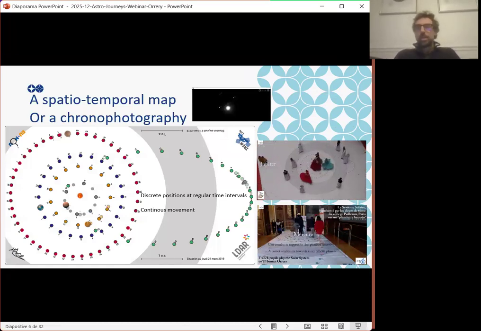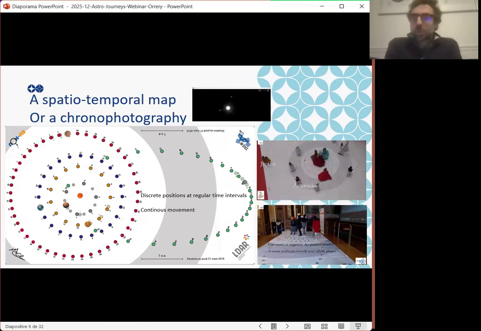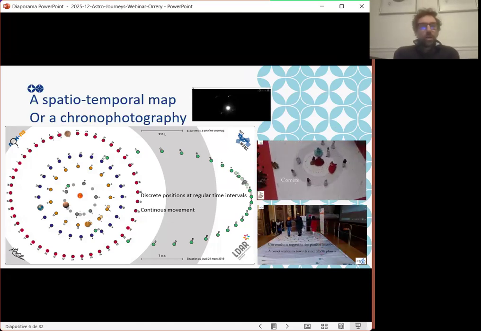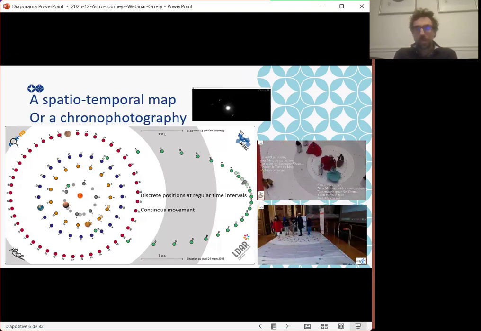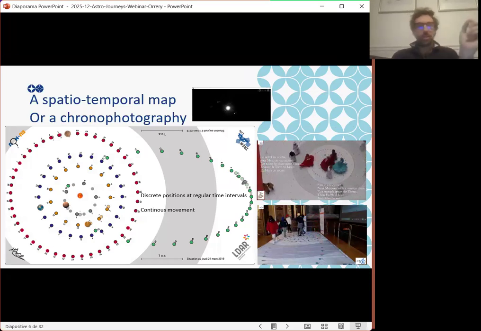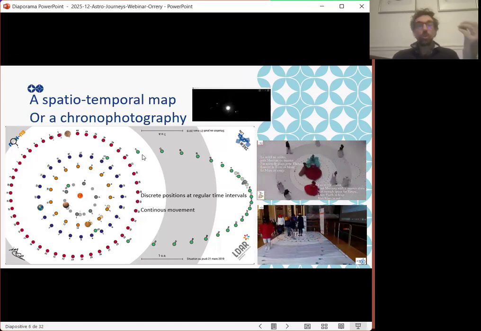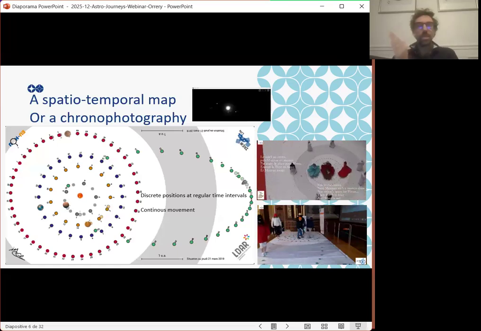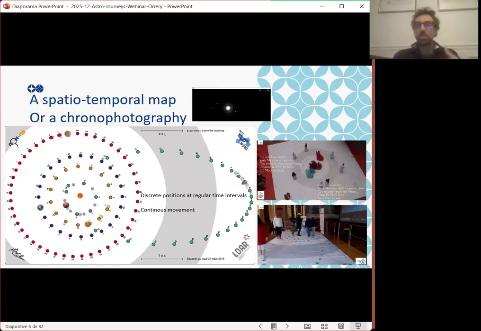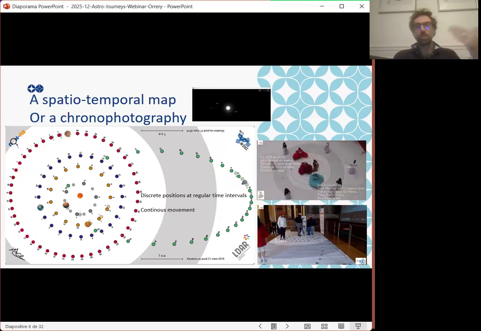In more scientific wording, Human Orrery is a spatial temporal map. So we might call this a chronophotography. Here you have to be careful because you see some points because it's a chronophotography. So at regular time intervals, you have the position of the planets or the comets.